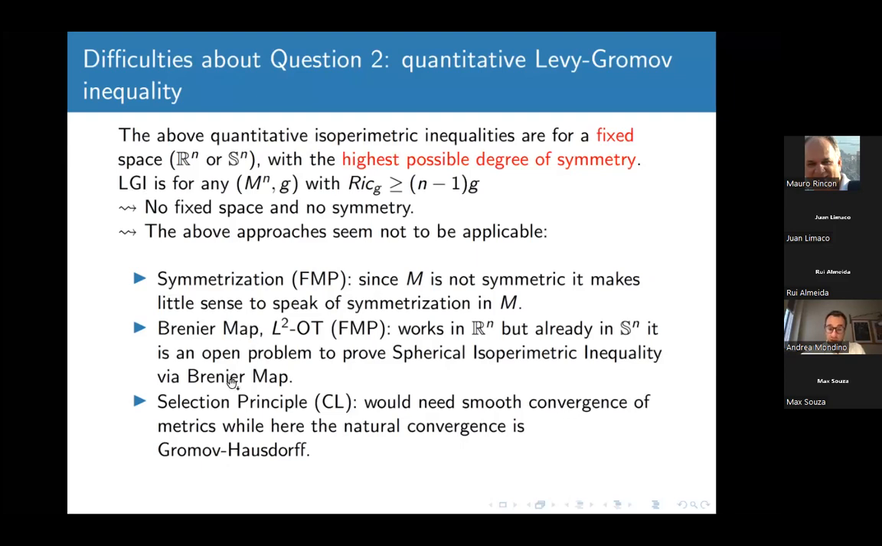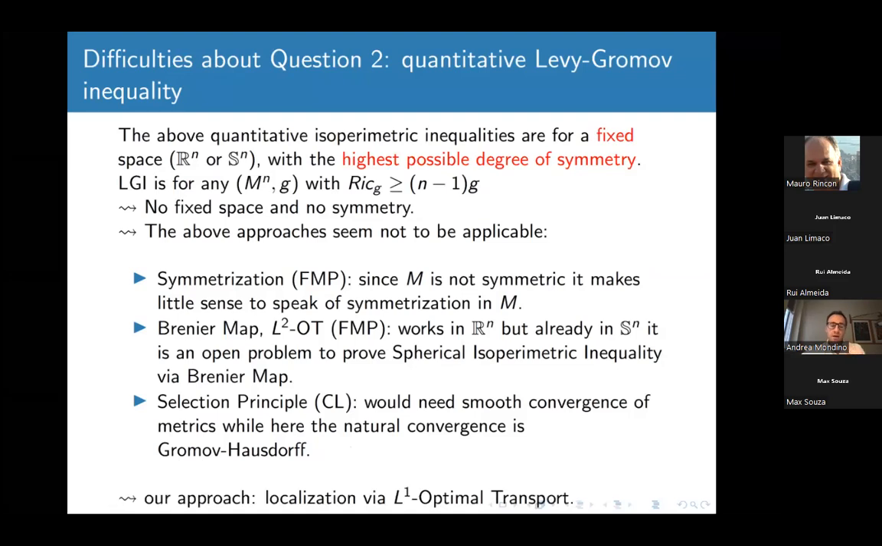And regarding the selection principle, this is probably the most flexible approach, but it doesn't seem to be applicable in this setting because it works very well with smooth convergence. So it may work if one has smooth convergence of metrics, but when you work in the realm of manifolds with lower bound on the Ricci curvature, the natural notion of convergence is measured Gromov-Hausdorff, which is even weaker than C0 convergence. So it is very hard to have better convergence than Gromov-Hausdorff in this setting, and so it is hard to apply this selection principle.